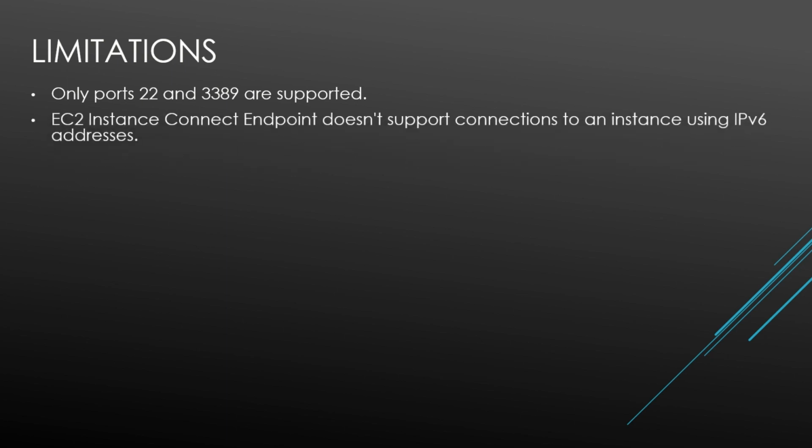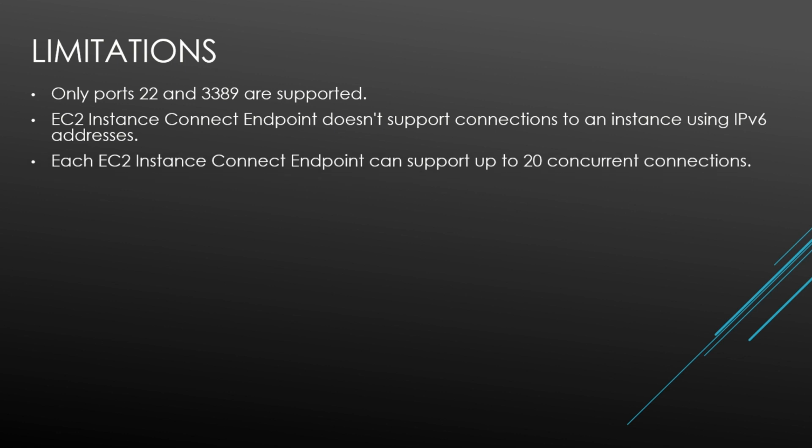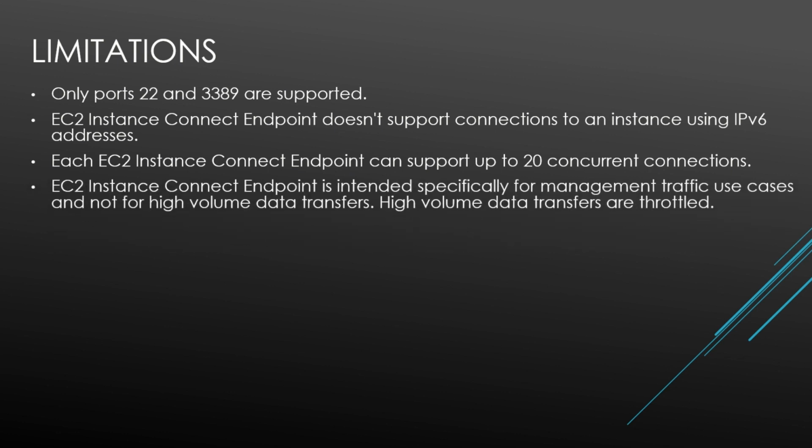And these are the prerequisites. And now let's see some of the limitations with Amazon EC2 Instance Connect endpoint. Only ports 22 and 3389 are supported. EC2 Instance Connect endpoint does not support connections to an instance using an IPv6 address. Each EC2 Instance Connect endpoint can support up to 20 concurrent connections. EC2 Instance Connect endpoint is intended specifically for management traffic use cases and not for high volume data transfers. High volume data transfers are throttled.